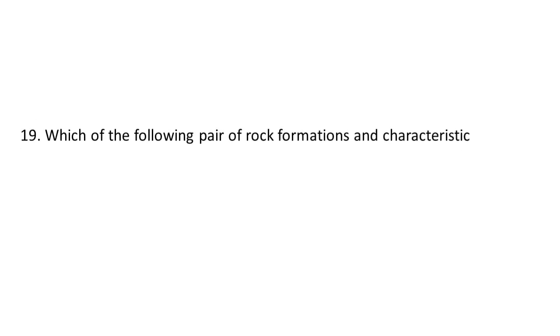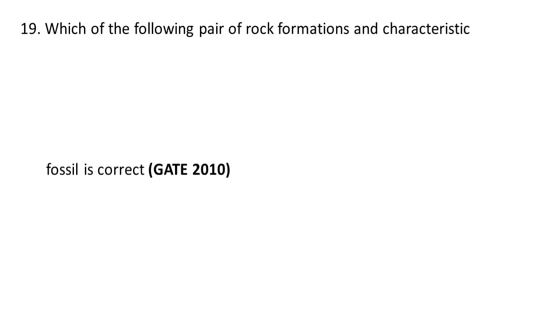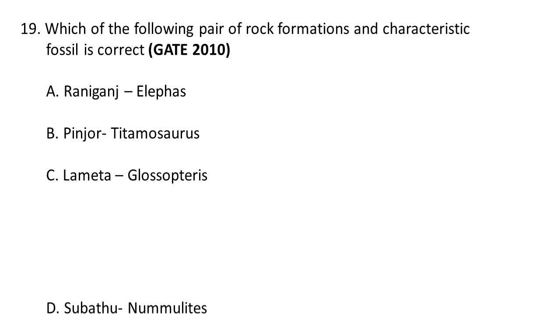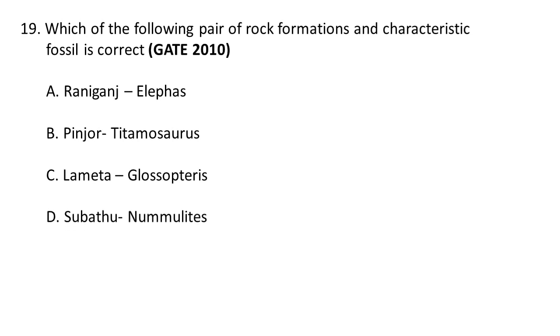Next question. Which pair of rock formation and characteristic fossil is correct? The choices are A, Raniganj elephas, B, Pinjore Titamosaurus, C, Lametta Glossopteris, and D, Subatu Nimulites. So the correct pair of rock formation and characteristic fossil is Pinjore represented by Titamosaurus.